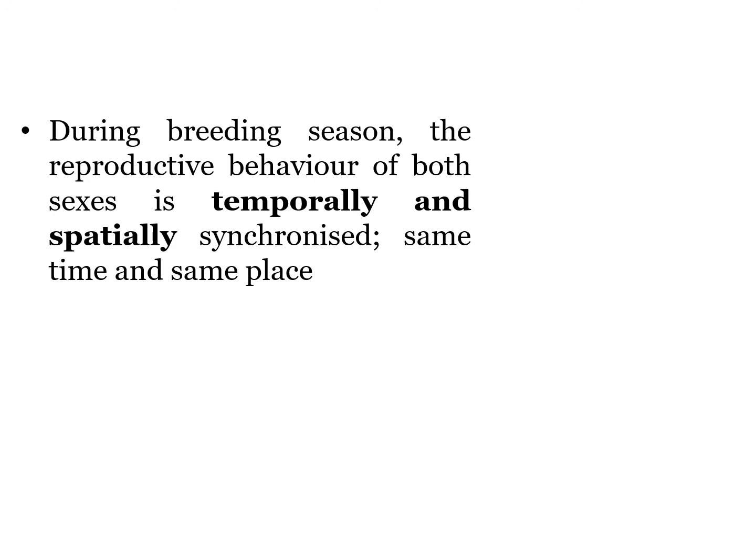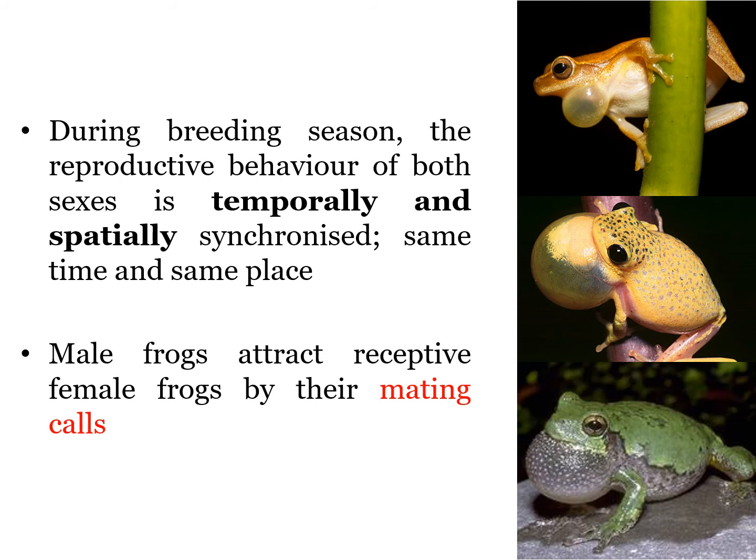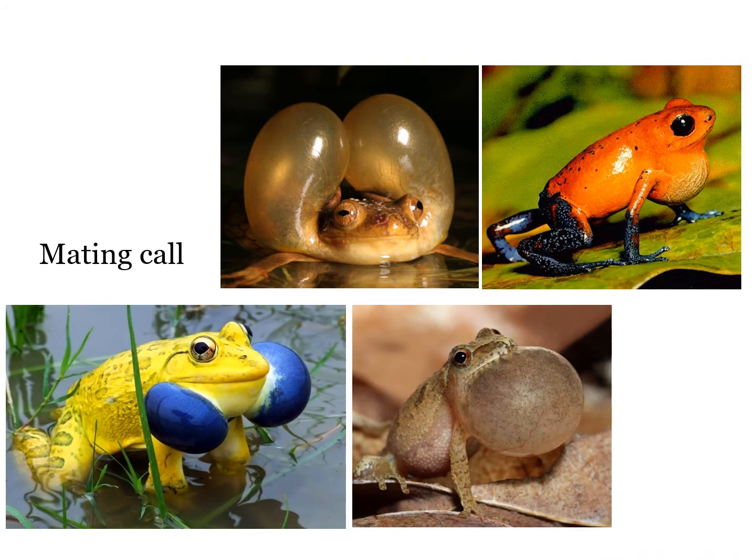So in frogs, to make this happen, they have developed a mating call, which is displayed by the male frogs. This mating call is to attract receptive female frogs. How do the male frogs look as they make their mating call? Yep, just like in these pictures. Or sometimes even more elaborate, like this.